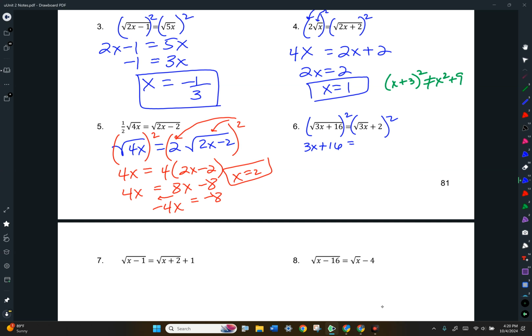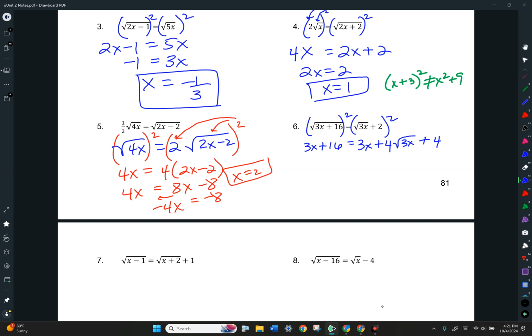So if I square it out, that means I would square the first. If I square the square root, that's just 3x. And then remember, the middle term is always double the product. The product is 2 times the square root, so if I double it, it's going to be 4 times the square root. And then the last is the 2 squared, so plus 4. Okay, so that was me squaring it out. Now you're saying to yourself, I still have a square root. So you have to start over again.